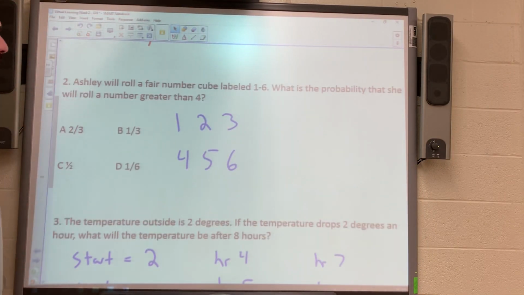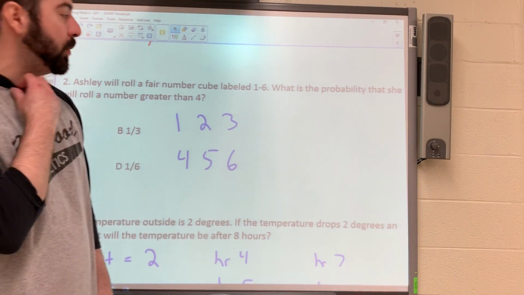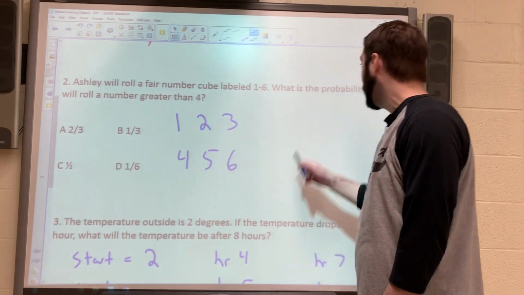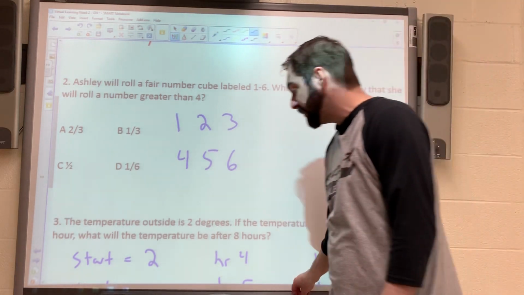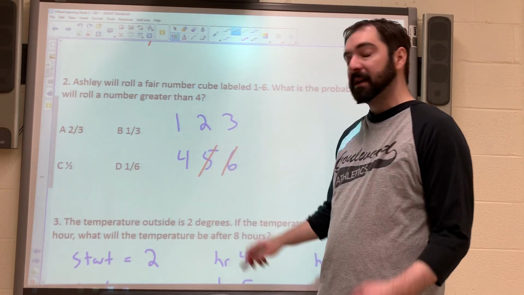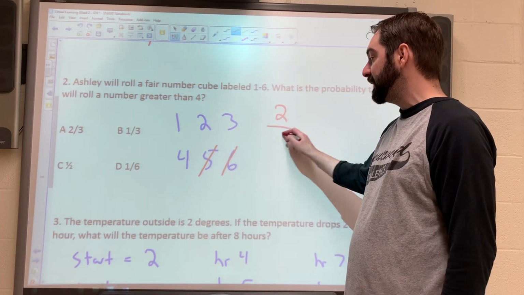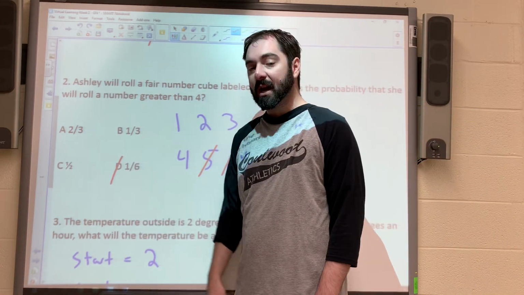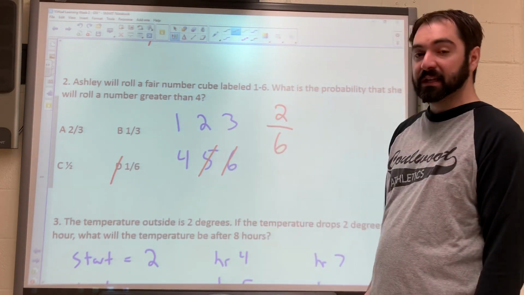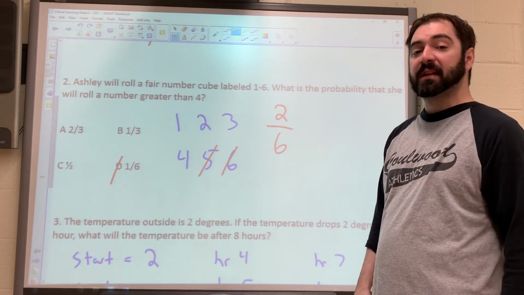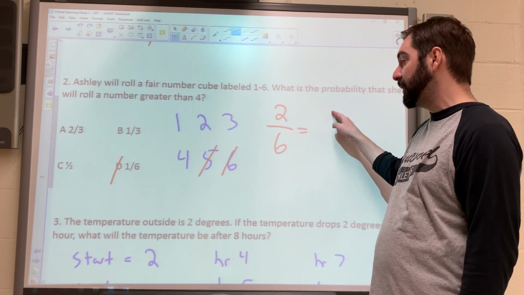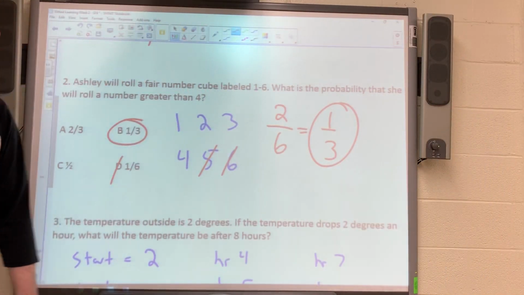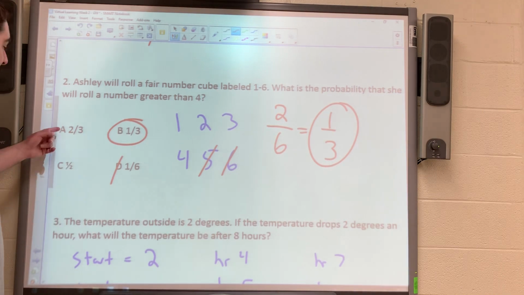Question number 2. Ashley will roll a fair number cube labeled 1 through 6. I wrote out my fair number cube labeled 1 through 6. She wants the probability she gets a number greater than 4. 5 and 6, 2 numbers out of a total of 6 are greater than 4. I'm not going to choose a trap answer like 1/6 because I know it's 2/6. So I have to think to myself, does 2/6 reduce? 2/6 in a calculator reduces to 1/3. Answer choice B, 1/3, is the probability of getting a number greater than 4.